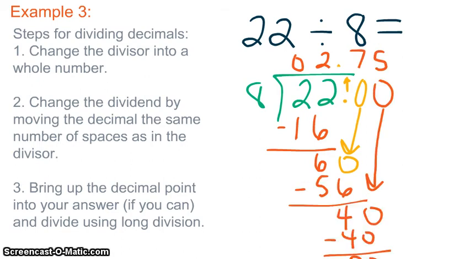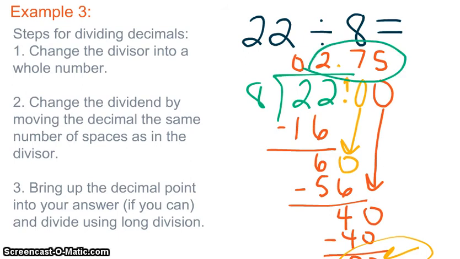So as you can see, I went through my steps. I actually had to add another 0 in order to finish out my long division problem. But once again, I know that I have my final answer because I have a remainder of 0 down here at the bottom of my long division problem. So my final answer for the division problem 22 divided by 8 would be 2 75/100.